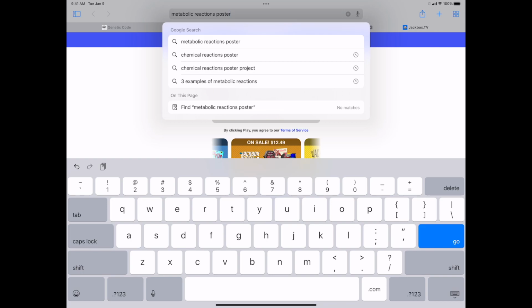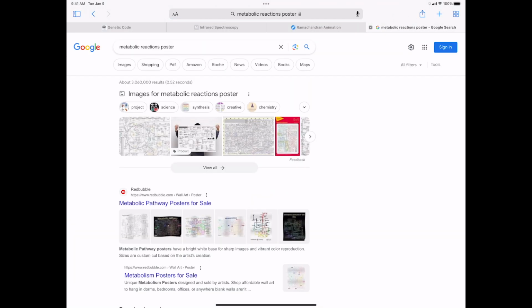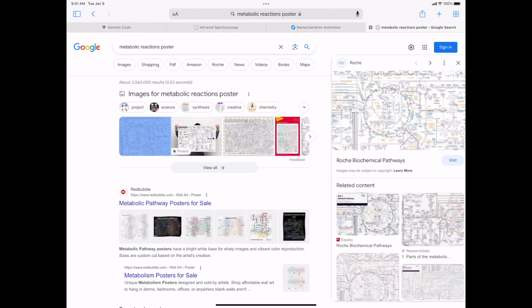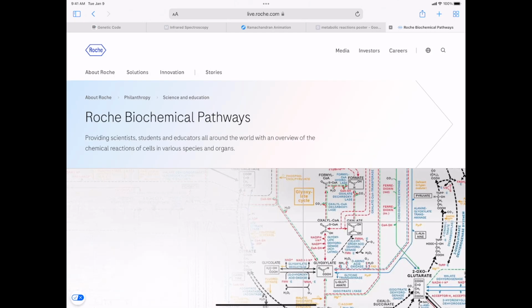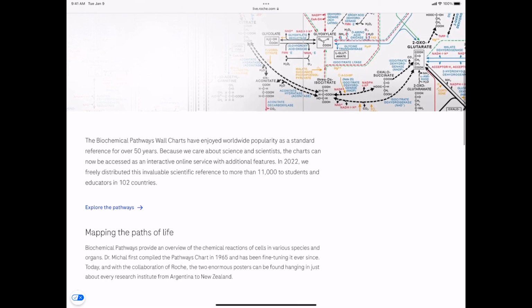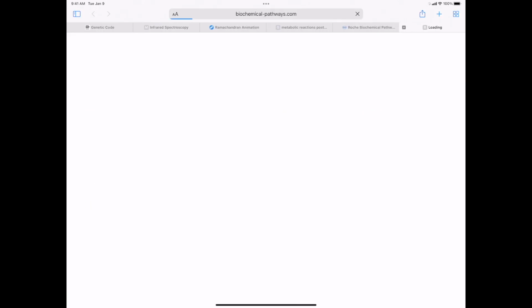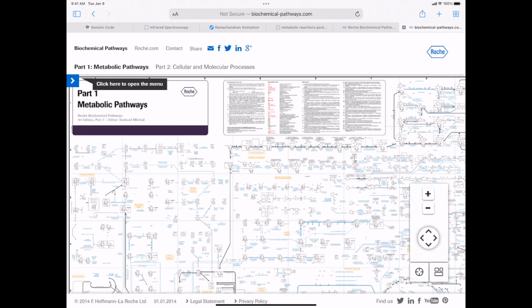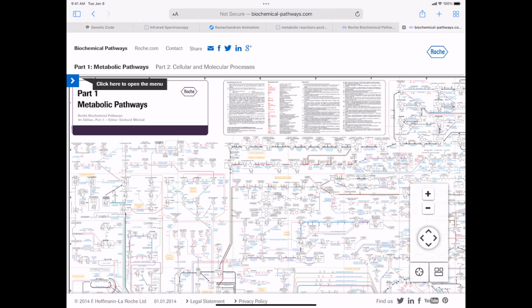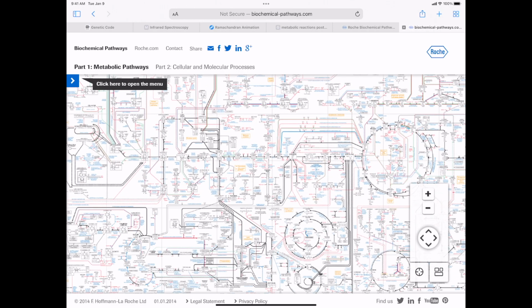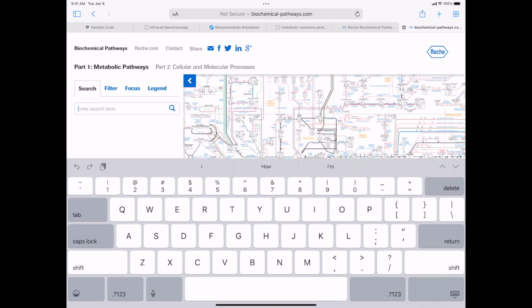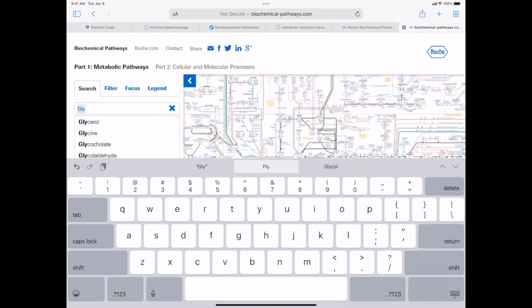Sort of want to give you a sense for how complicated all of these reactions are. So you can Google metabolic reactions poster and it will take you to this website. Roche is a chemical and pharmaceutical company. Let's see if we can find what we've just done, glycolysis.